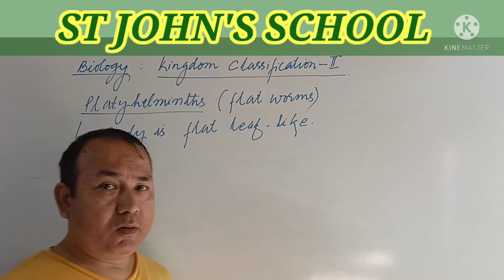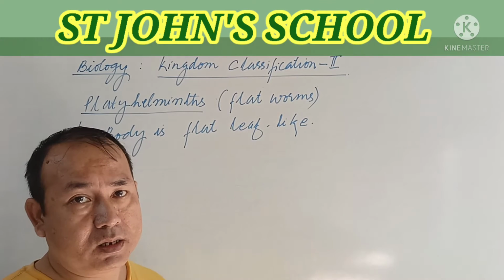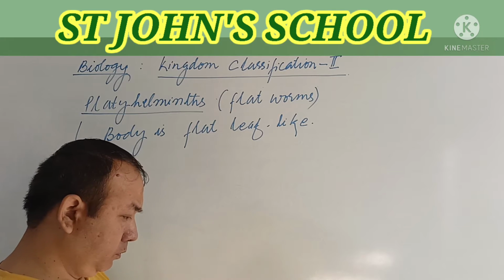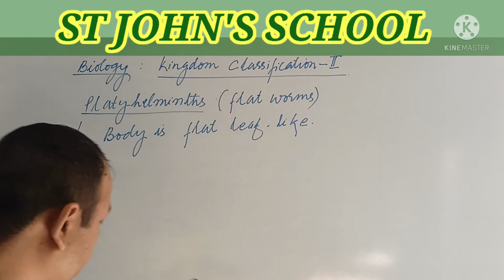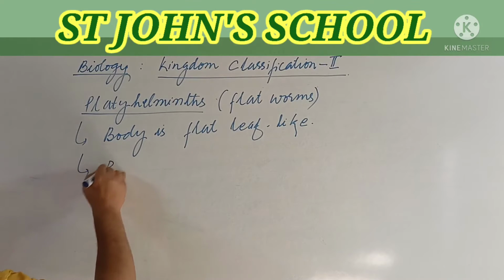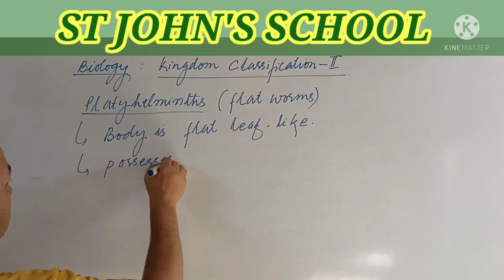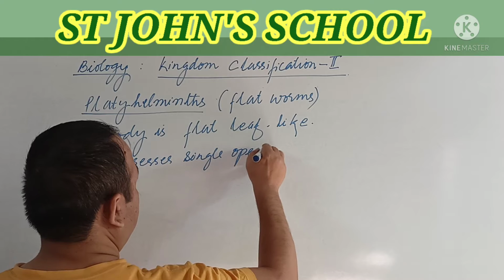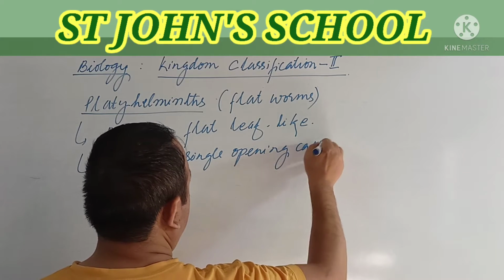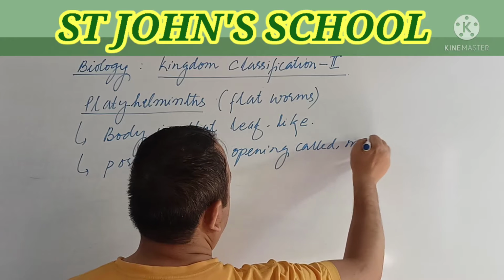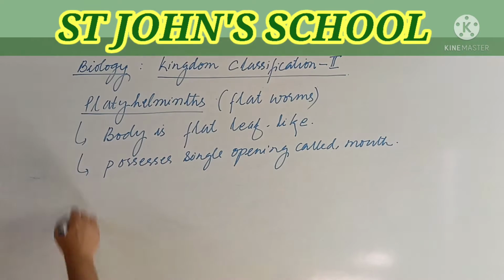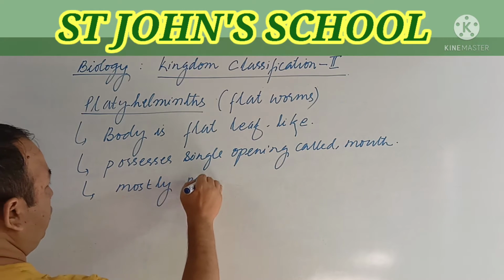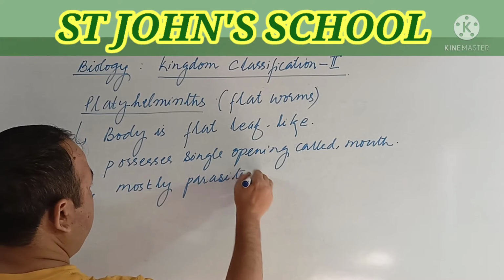There is a single opening called the mouth. It doesn't have an anus. So a single mouth is present, like Hydra, and they are mostly parasites. As I told you, only two characteristics you need to remember from here.